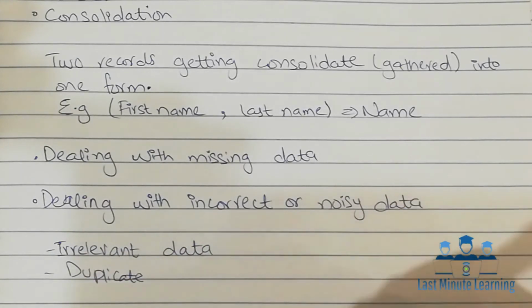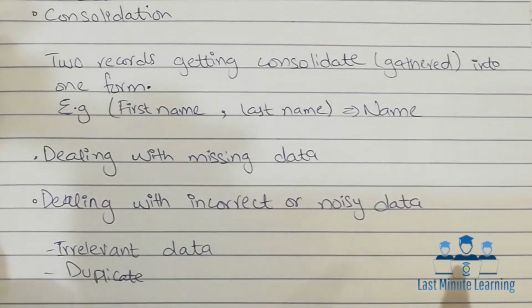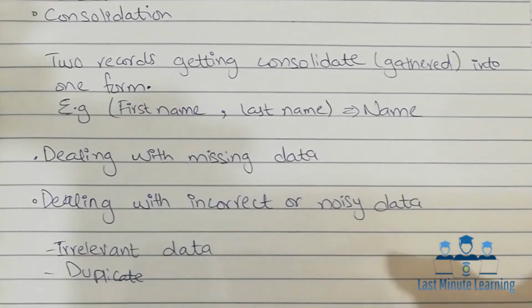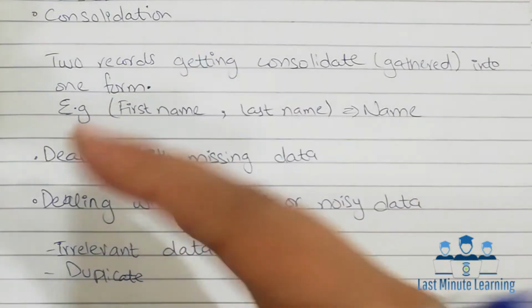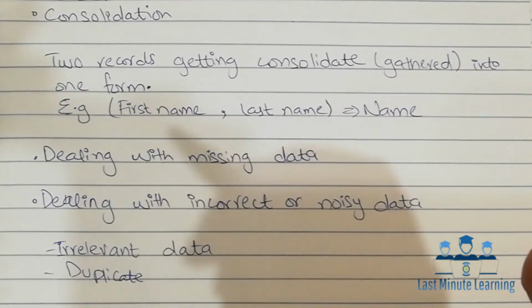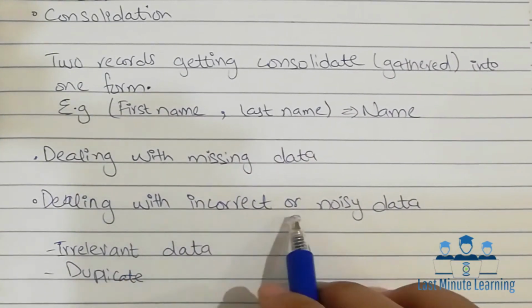Dealing with missing data. How can we deal with the missing data? What we actually do is that all the data which is missing in the database, we have to fill that, or we have to remove that data. Efficiency could be increased. Next point is dealing with incorrect or noisy data.